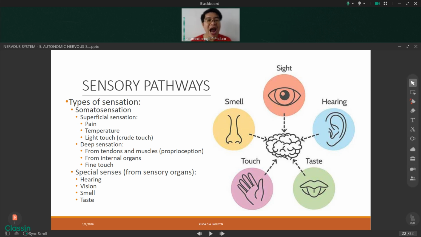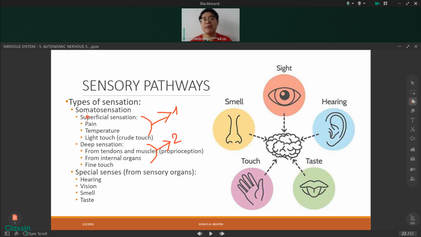Okay, and why do we need to distinguish between superficial and deep sensations? Simply because this one uses one pathway and this one uses another pathway. So the pathways that conduct these sensations are not the same thing. Okay, they're not the same pathway. Very, very importantly, you need to understand that.